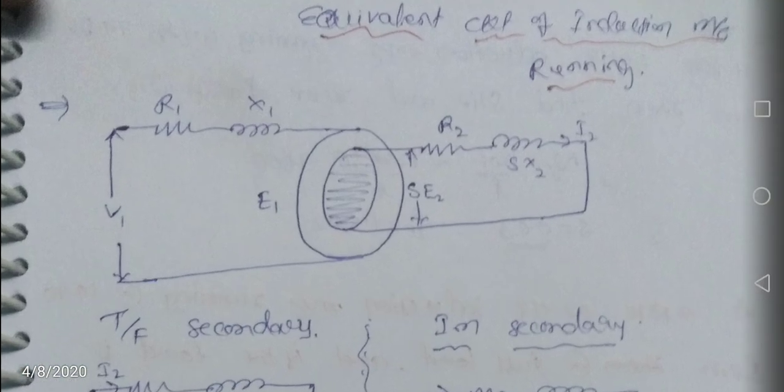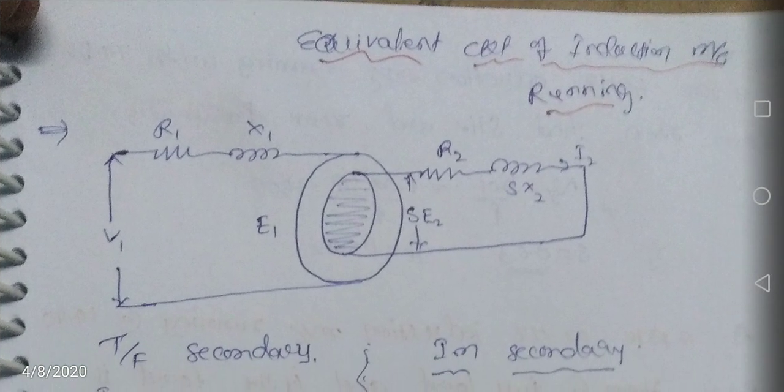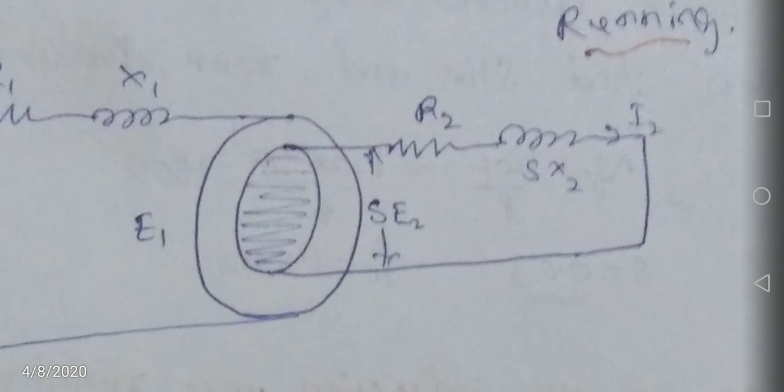Here are the stator parameters R1 and X1. The stator parameters R1 and X1 are constant under starting condition and running condition, because the stator parameters are not related to the slip. The rotor parameters here are R2 and SX2. SX2 and SE2, these two parameters, are variable parameters. They vary between the running condition and the standstill condition. From standstill condition to running condition, the parameters change.